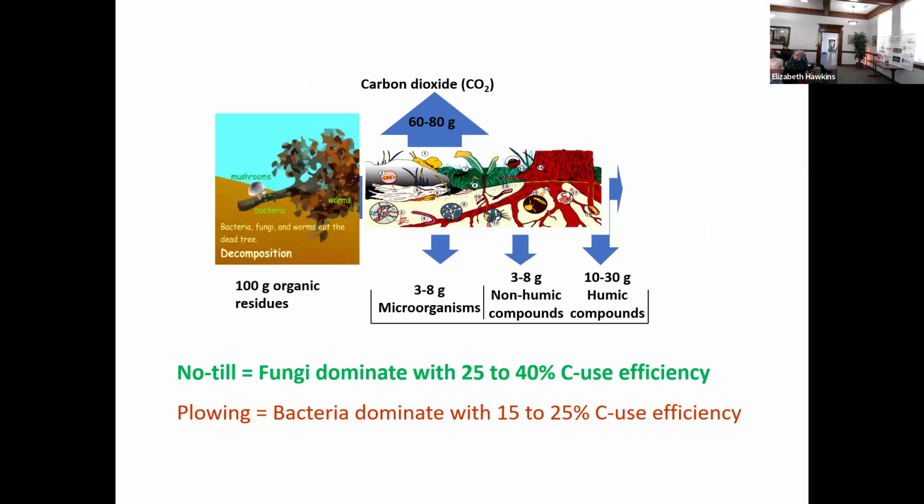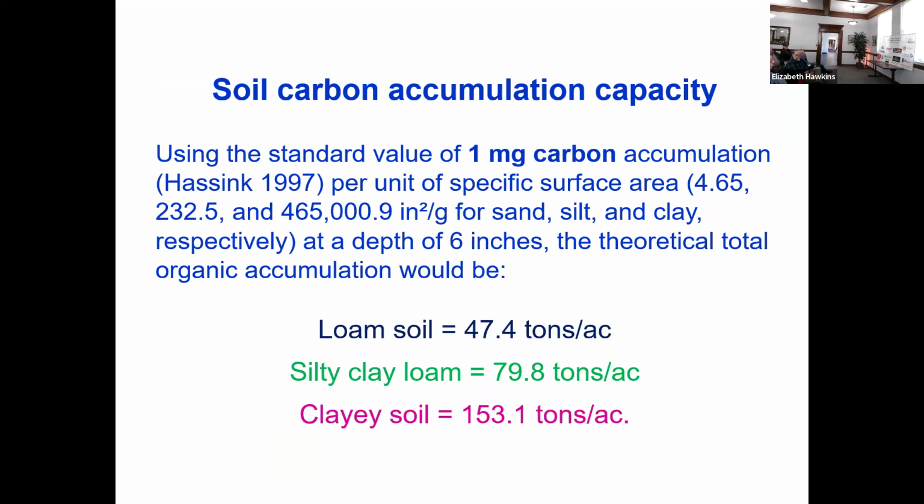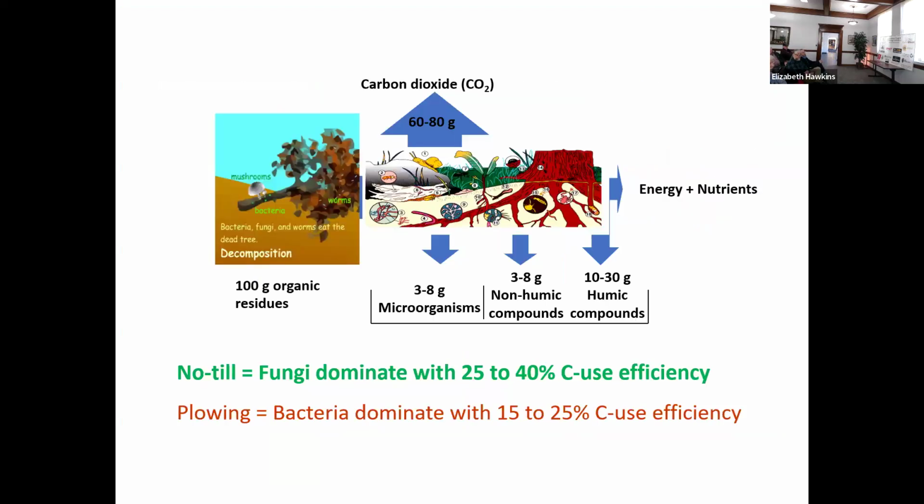When organic residues in any system go into the soil, say 100 grams of organic residues, most of the carbon will decompose and go out. So 60 to 70 gram or percent will go out, only 3 to 8 gram or percent will stay in microbial cells. It's a range. 3 to 8 percent will stay in non-humic material, and 10 to 30 percent goes into humic material.